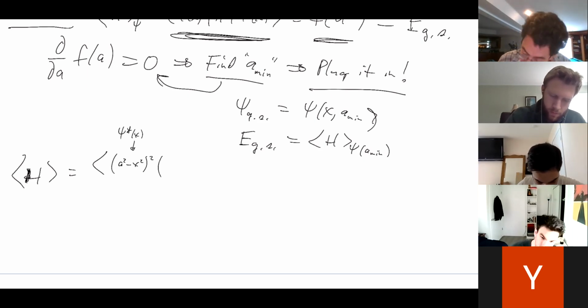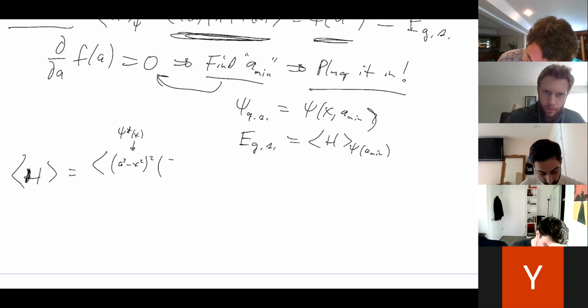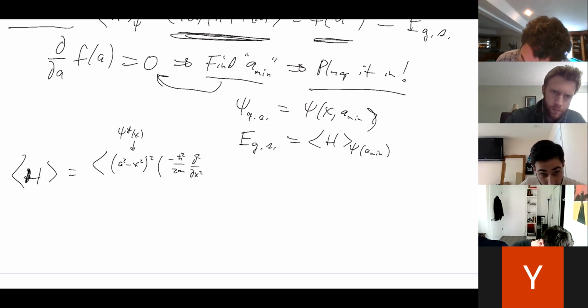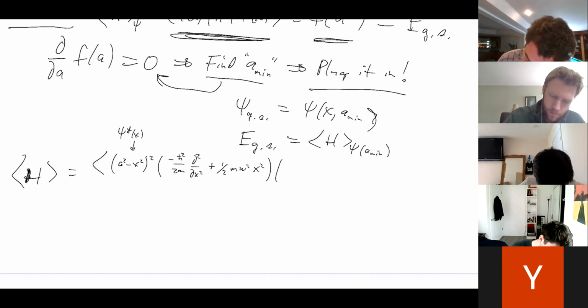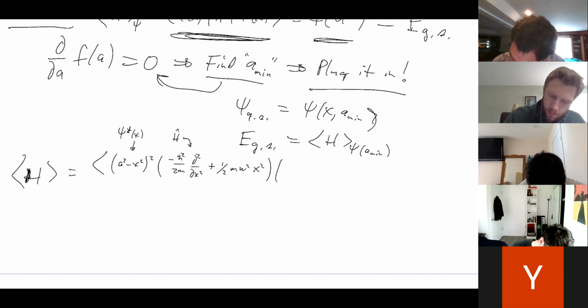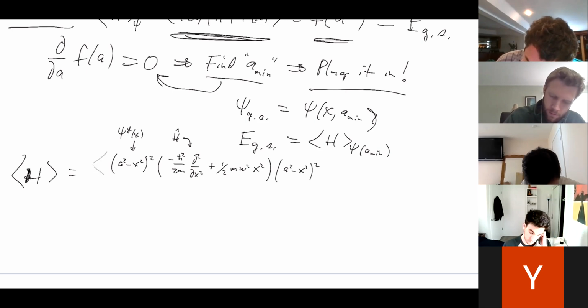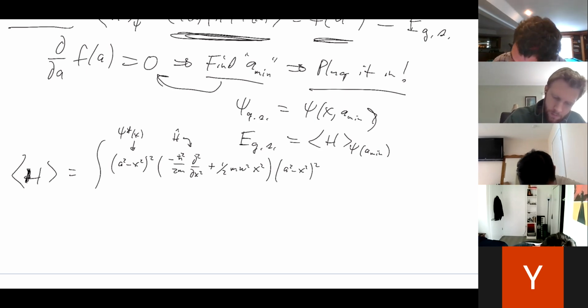Then I'm going to put in the Hamiltonian, and the Hamiltonian is minus h bar squared over 2m d squared dx squared plus 1/2 m omega squared x squared. And then I've got to plug in the wave function again, which is a squared minus x squared squared. And this is an integral over x.